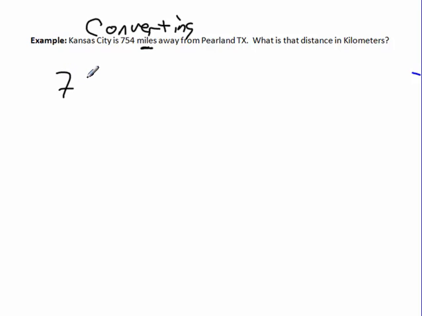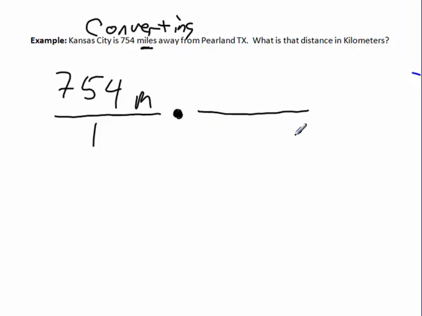Now, I need to set up a fraction, 754 miles over 1. And in order to cancel my miles, I need to multiply it by another fraction where I have miles in the denominator. Again, this is multiplication. So now I know my miles are going to cancel. But I want to convert from miles into what? I need to convert it into kilometers. So I need to know how many kilometers there are per mile. And again, I will give you these ratios. I know that it's 1.61 kilometers for every mile. So here I can now cancel my miles and multiply my fractions.